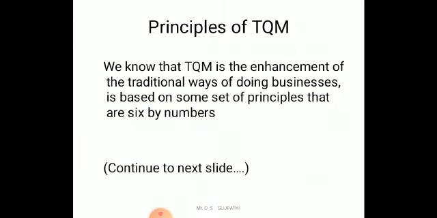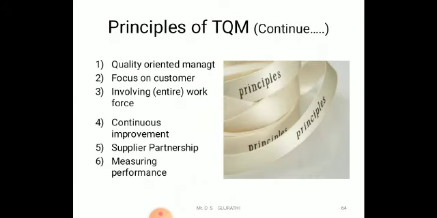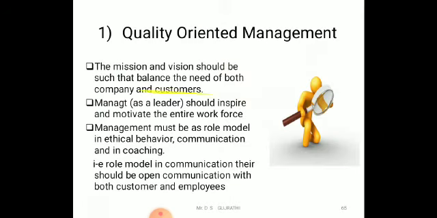Principles of TQM. We know that TQM is an enhancement of the traditional way of doing business, based on a set of principles that are 6 in number. Number 1, principles of TQM. Number 1 is quality oriented management, focus on customer, involving entire workforce, continuous improvement, supplier partnership, measuring performance. These are the 6 basic principles of TQM.